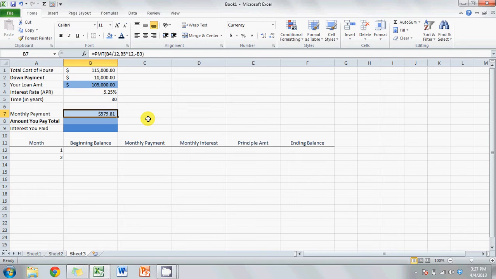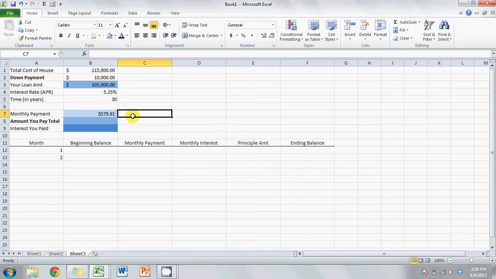Now, this does not include property taxes or homeowners insurance. If you escrow all of that into one payment, then you're going to see a higher mortgage payment on your bill when you get it at the beginning of each month. You might see something like $800 or $900 on there. However, out of that $800 or $900, your monthly payment towards your mortgage is only $579.81. The rest of the money is going towards homeowners insurance and property taxes if you escrow.